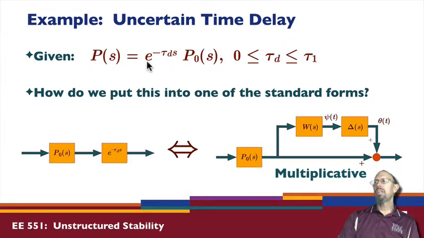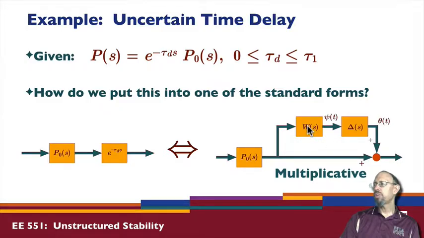Here we have an uncertain time delay. So this is a time delay. Here's a nominal plant. Our time delay is uncertain. It is between 0 and some maximum time delay value. And how would we put that into a standard form? So notice that because it appears this way, it is a multiplicative type form. And so we put it into a multiplicative form.